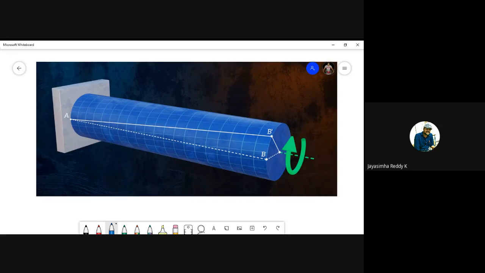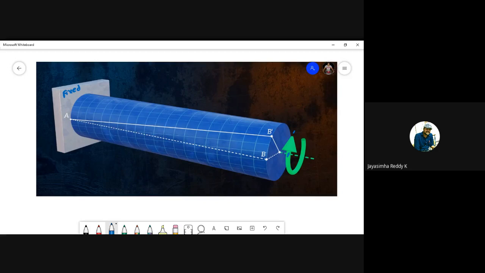So, students, let us assume a circular shaft fixed at one end. So this is fixed, and we are applying a twisting moment here in this direction, and a twisting moment over here in this direction.